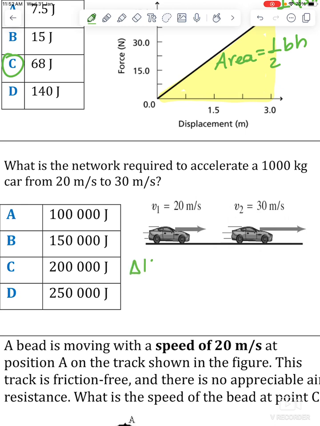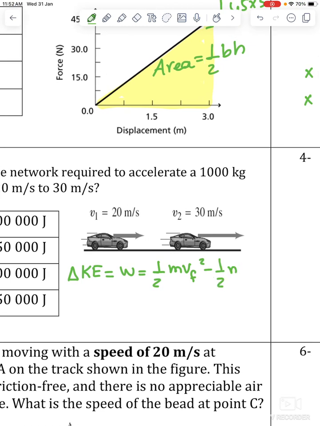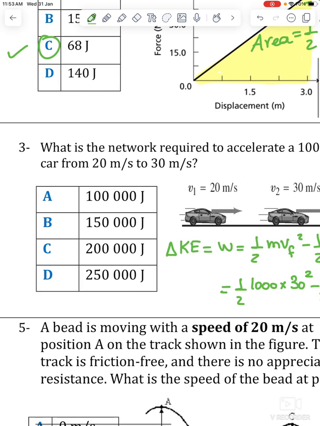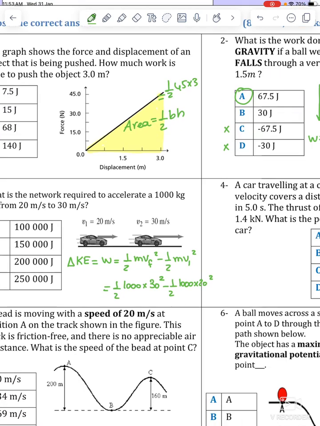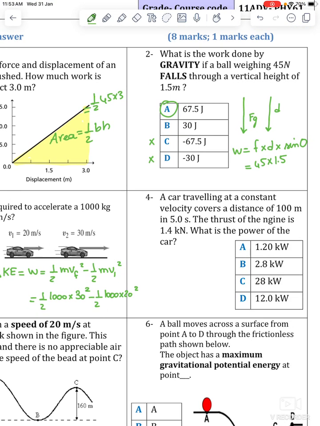What is the net work required to accelerate a 1000 kg car from 20 to 30 meters per second? I apply the work kinetic energy theorem, which is the difference in the kinetic energy. So it is half 1000 by the velocity final squared minus half 1000 by 20 squared. It will give me 250 thousand joules.